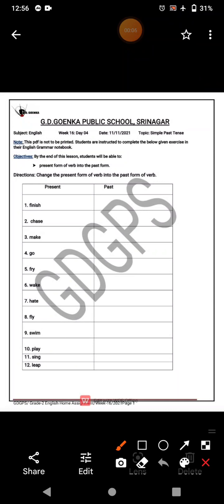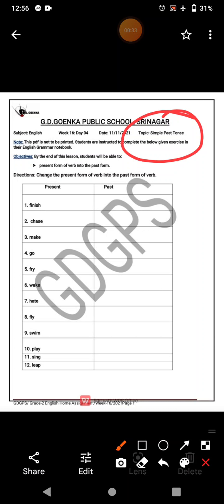In today's class, we are going to do an exercise based on past tense. We have already done past tense and we also know the 4 different rules that we apply on the verb to get the past tense. So here what we are going to do, here we have some words, present tenses. We have to change them into the past tenses.